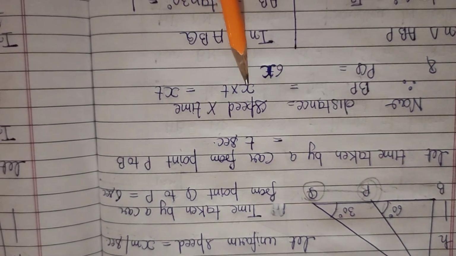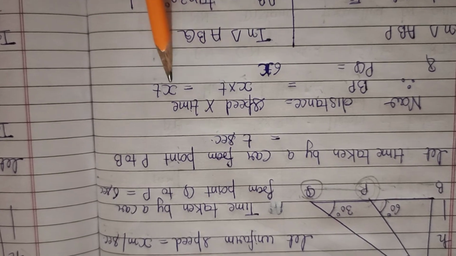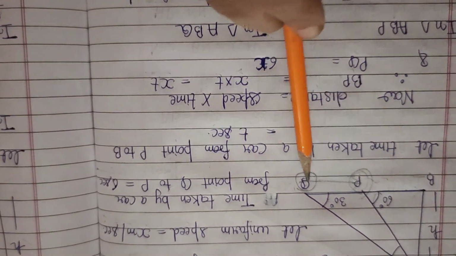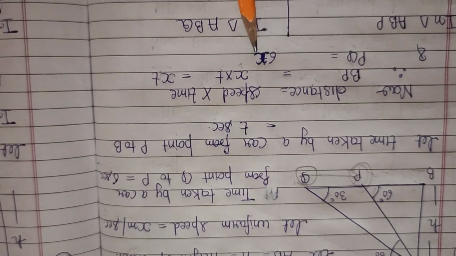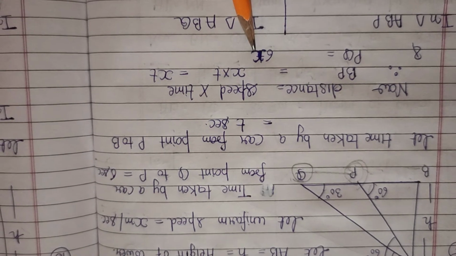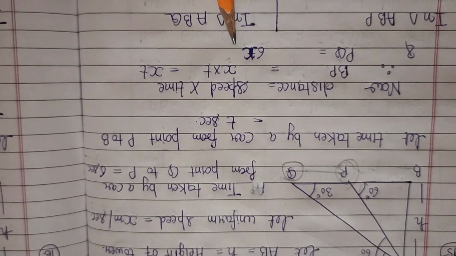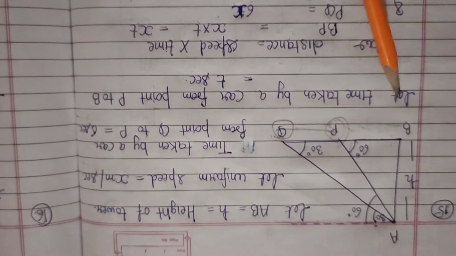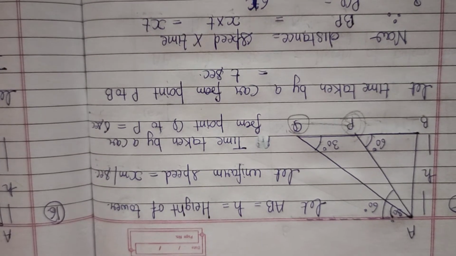BP can be taken as x into t. Speed is x, time is t. We have assumed xt. And for PQ, PQ will be 6x. 6 is the time taken and x is the uniform speed. So PQ is 6x.